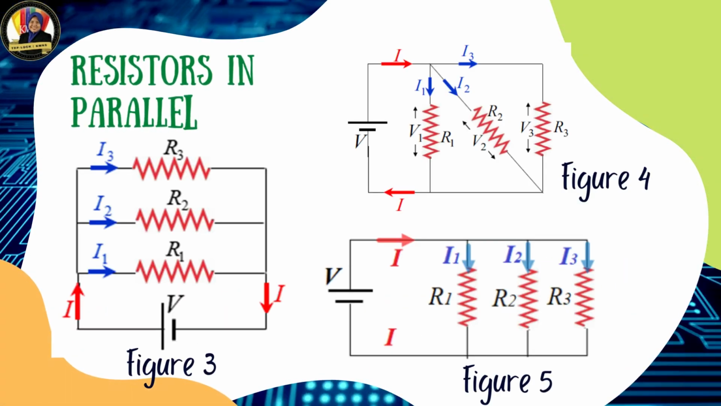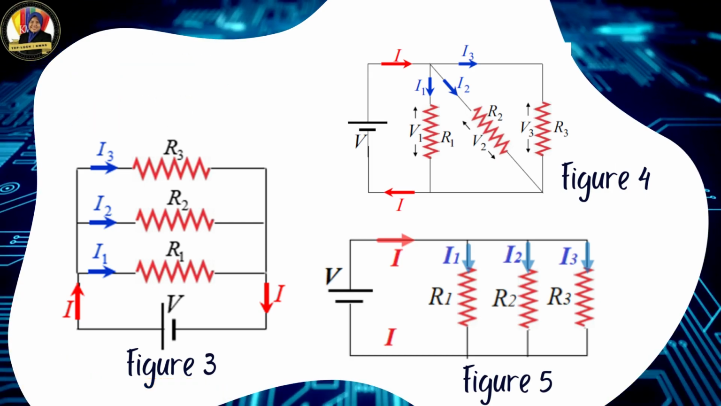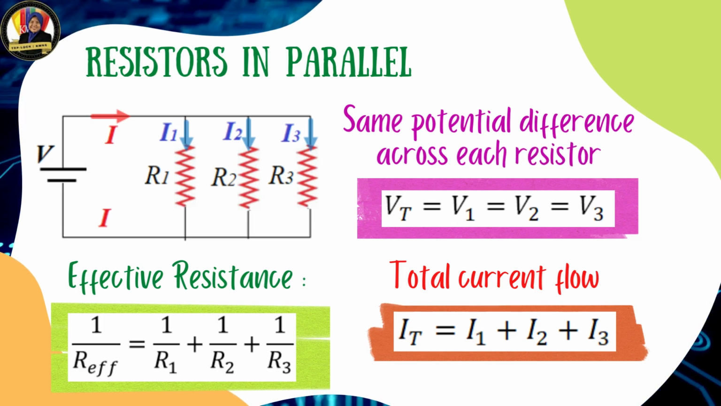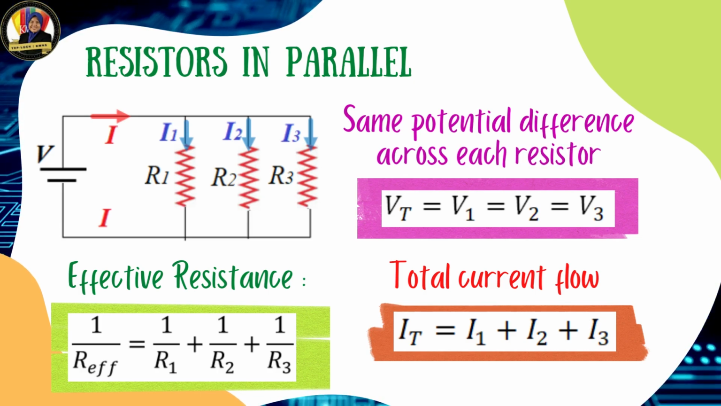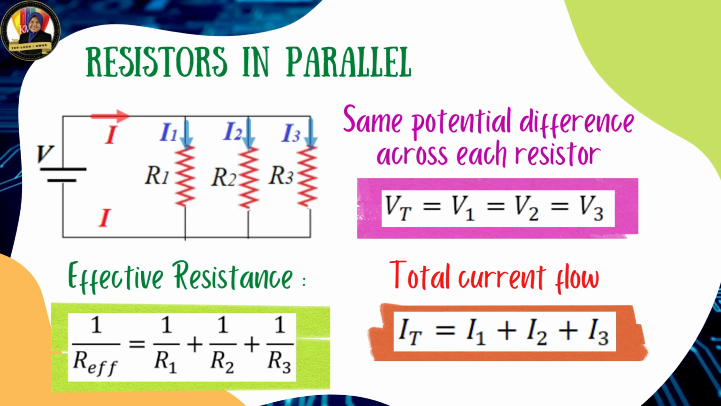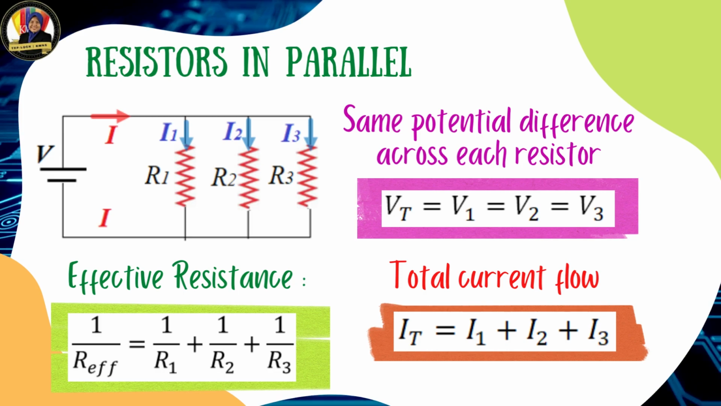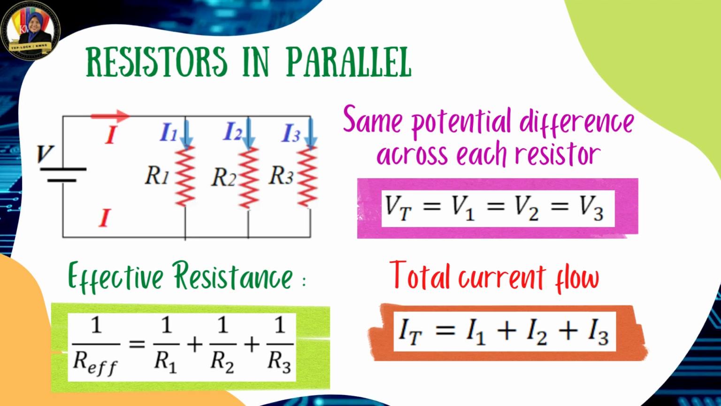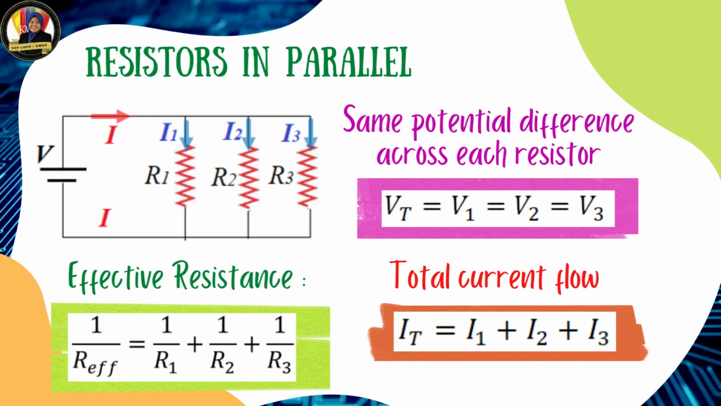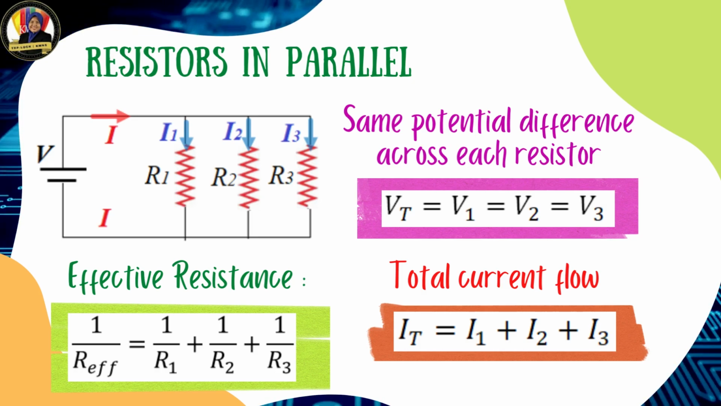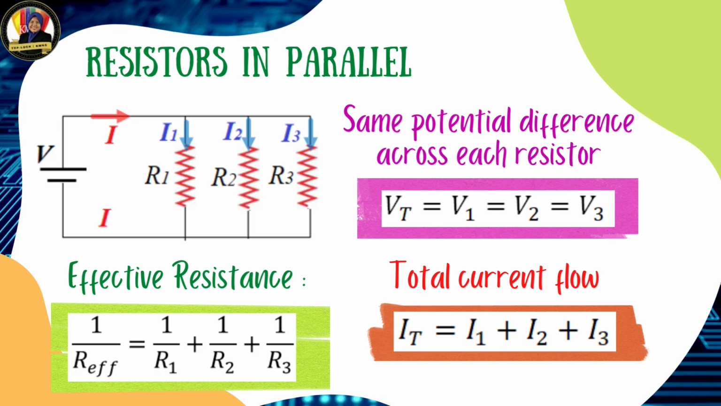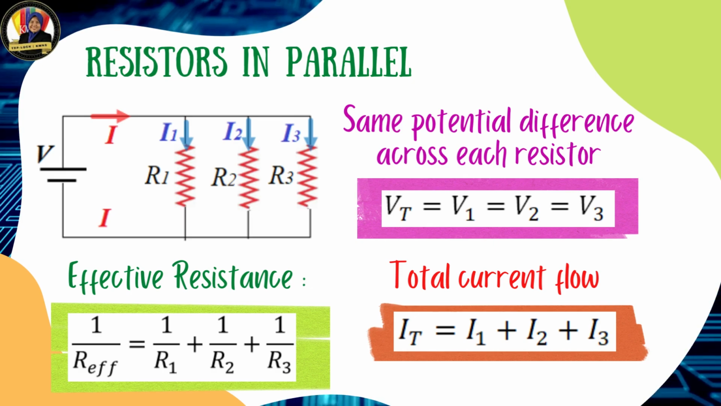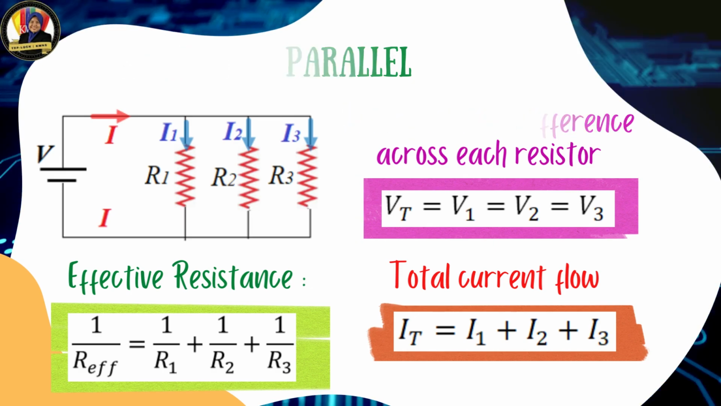Here is the example of resistors connected in parallel. Since the three resistors are connected in parallel, the potential difference across the three resistors is the same, represented by V1 equal to V2 equal to V3. For the current that flows through the junction, this current will divide into three branches. So to calculate the total current, it is equal to I1 plus I2 plus I3. And for the effective resistance of the parallel arrangement of the resistors, we will refer to the equation of 1 over R effective is equal to 1 over R1 plus 1 over R2 plus 1 over R3.